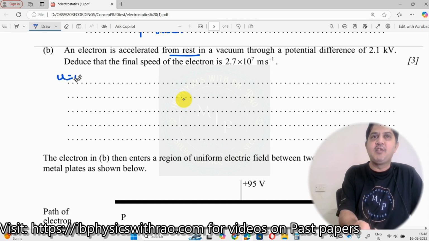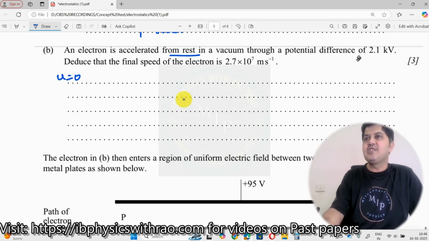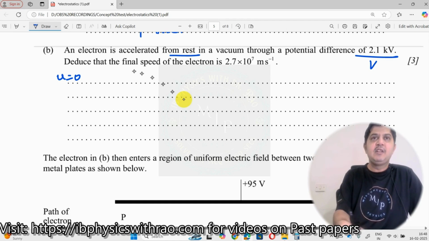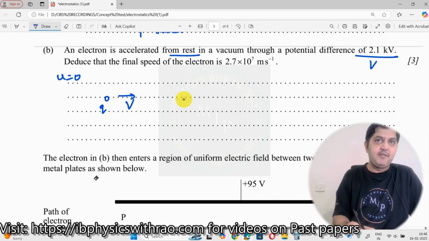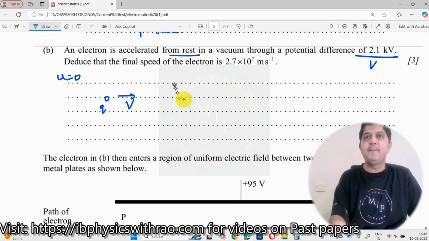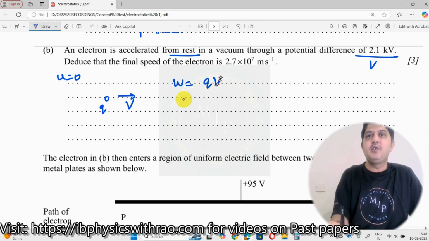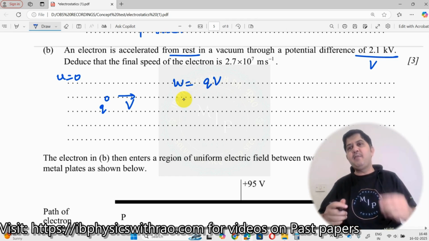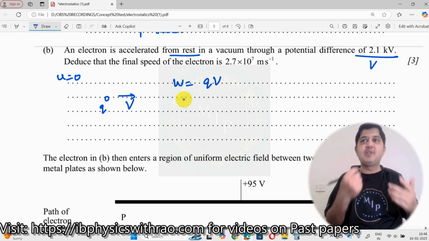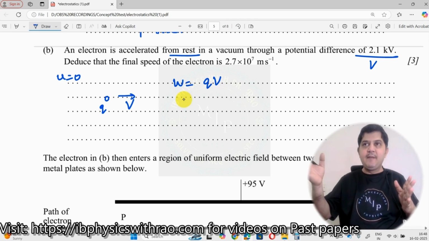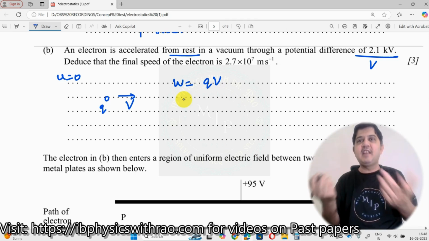Then an electron is accelerated from rest, which means initial velocity is equal to 0, in vacuum through a potential difference of V. Deduce the final speed of the electron. Now, when you have a particle of charge q which has been accelerated with a potential difference of V, the work done by the field in order to make it move is nothing but qV. When I do some work on the particle, what happens to the work? The particle is now moving and it is stored as its kinetic energy.